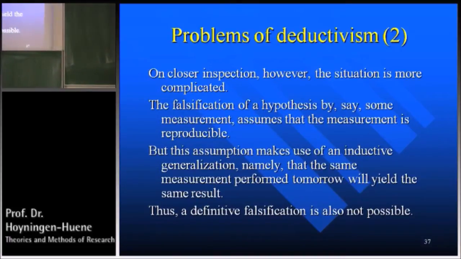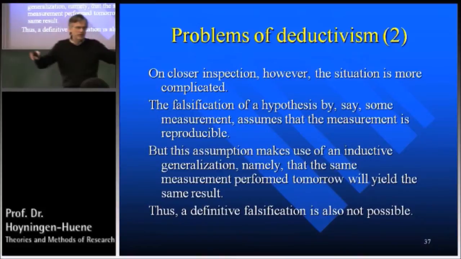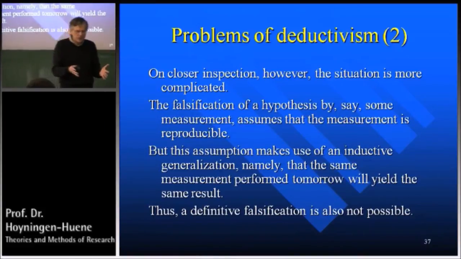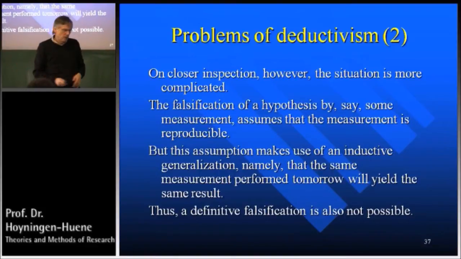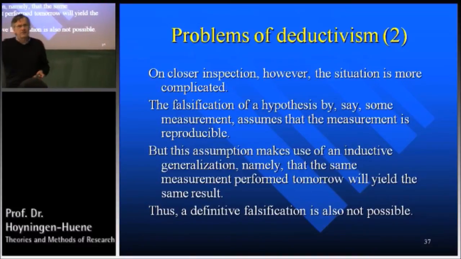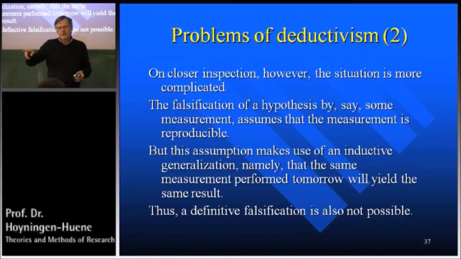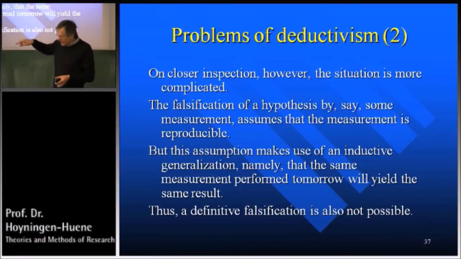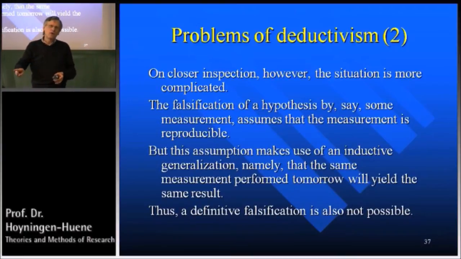Namely, it looked as if we could definitively falsify some general hypothesis by some data that contradict it. But that doesn't work, because in order for the data to be stable, meaning reproducible, you have to generalize and assume that this datum is reproducible in the future, which is nothing else but an inductive generalization. Okay? So the problem is, we try to get rid of inductivism, but inductivism creeps in through the back door, right? And we can't get rid of it. And that's, of course, somewhat disappointing, right?